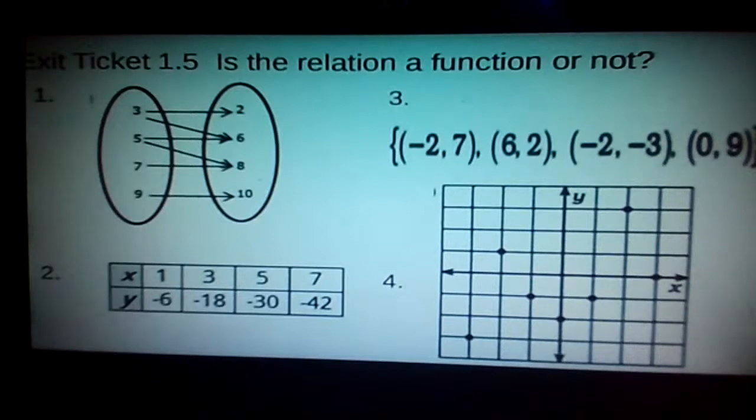Okay, here is your exit ticket. Do you just write? Okay, I just need function or not for each one. So there are 4 of them. Function or not.